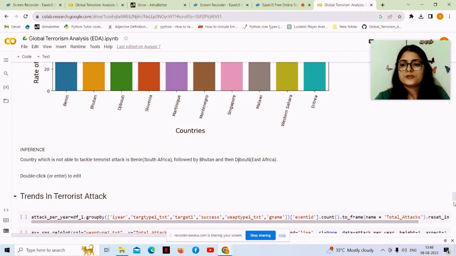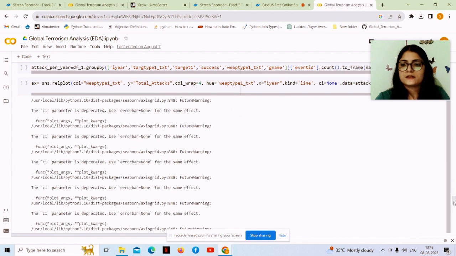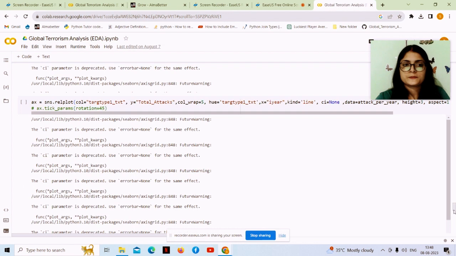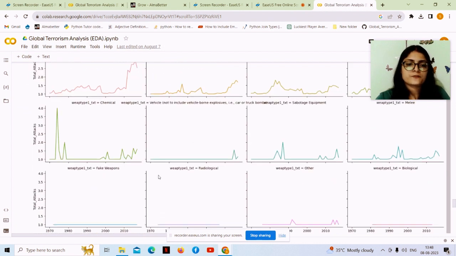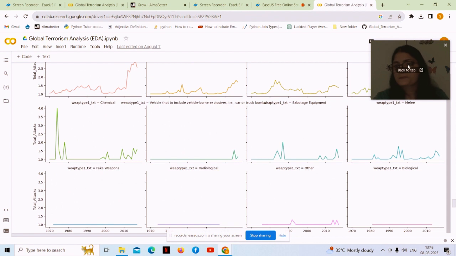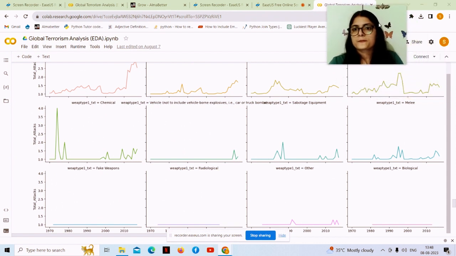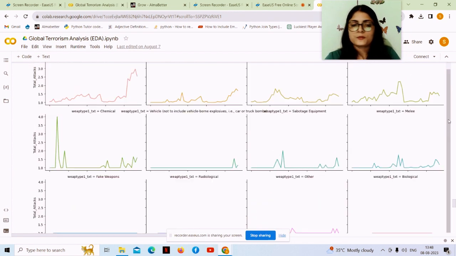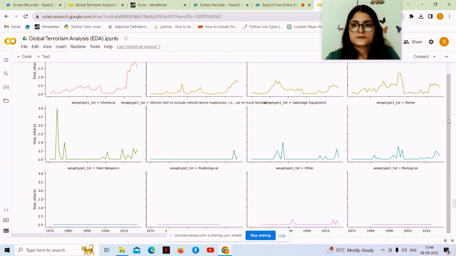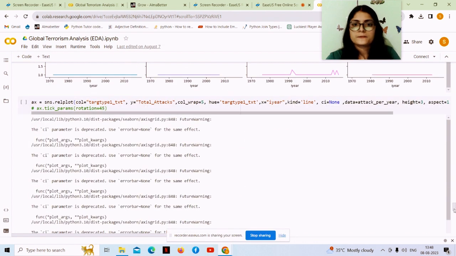Then the graph below shows the trends in terrorist attacks over the years. Chemical weapons, fake weapons, sabotage equipment, and biological weapons.